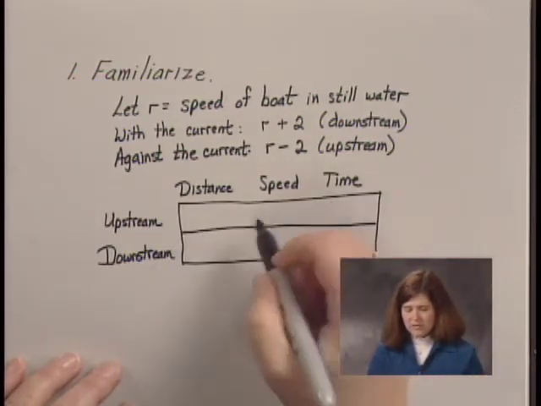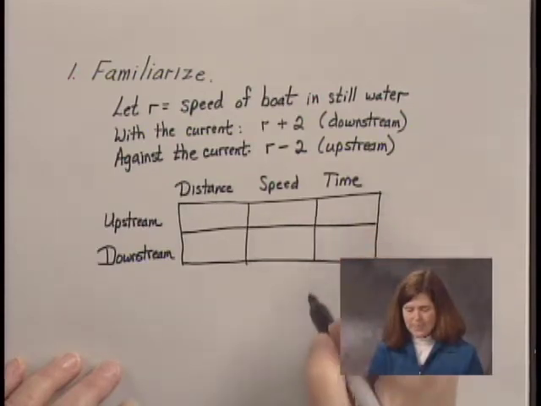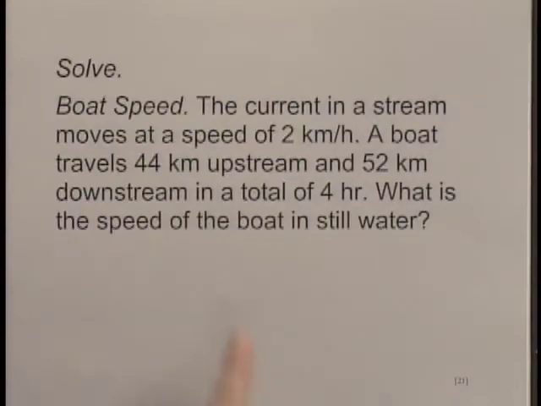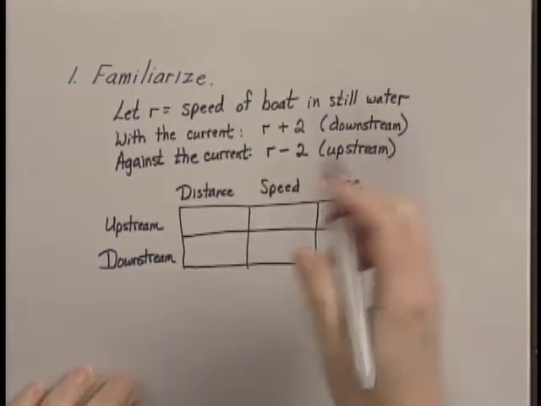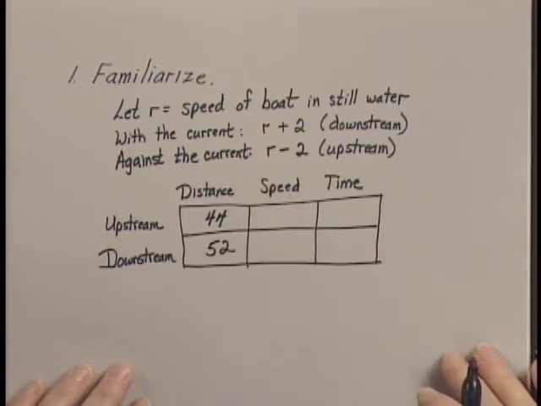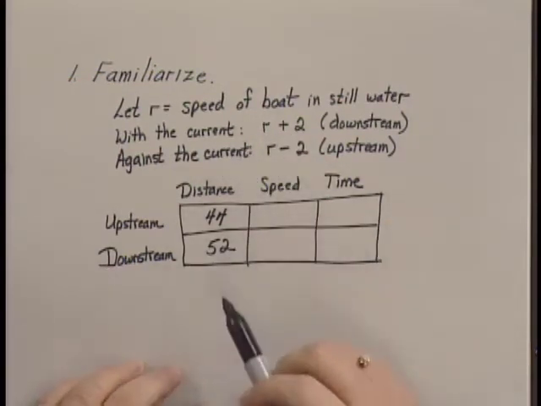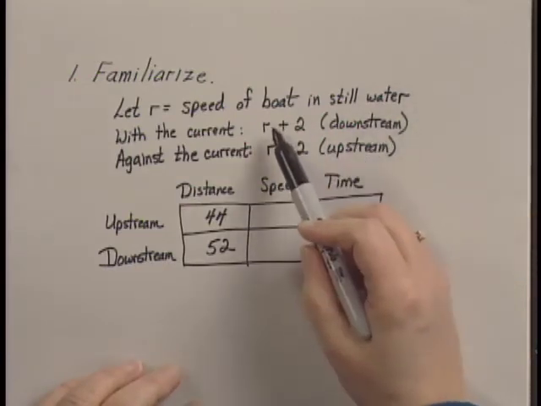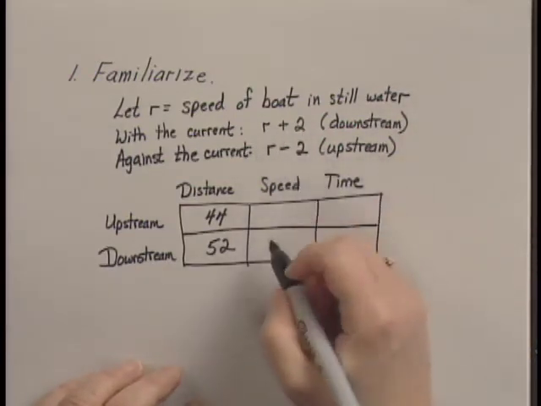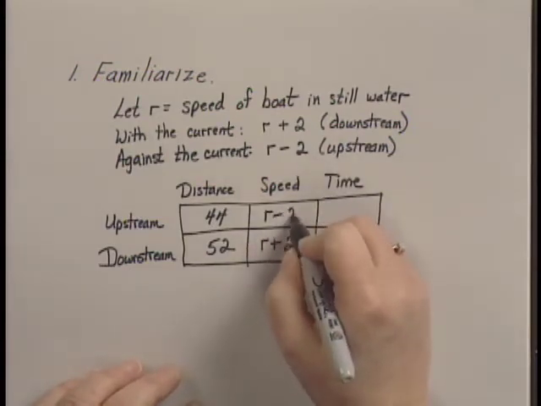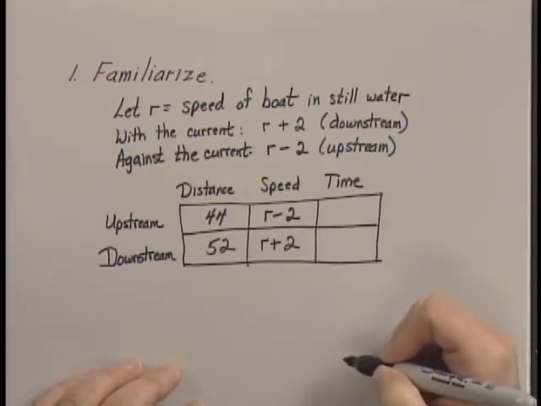And what I like to do is fill in the numbers that I know to start with. I know the distance upstream, and I might need to look back at the problem. 44 kilometers upstream, 52 kilometers downstream. So I can fill this in with 44 and 52. Now, I've also, in my familiarize step, worked out that the speed with the current downstream was r plus 2, and the speed upstream was r minus 2. I don't know the times.